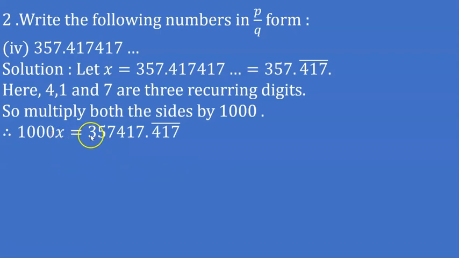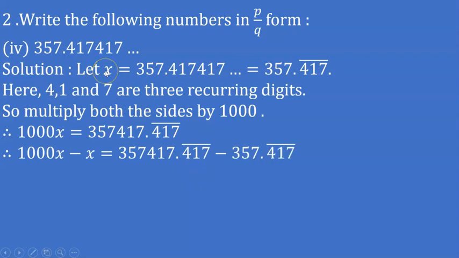equal to 357417.417 recurring. That is, if we multiply this number by 1000, the decimal point moves three digits, and you will get 357417.417 recurring again. Now next, subtract x equals 357.417 recurring from this equation.